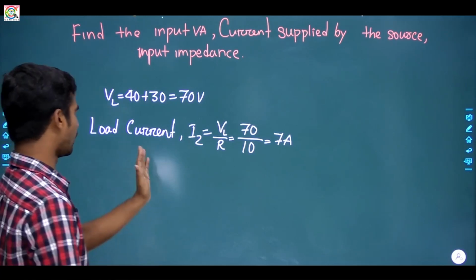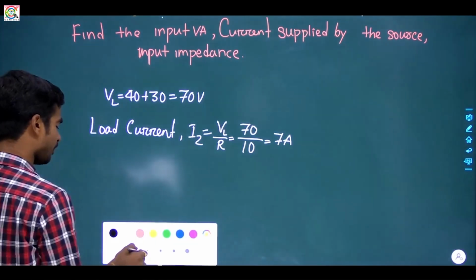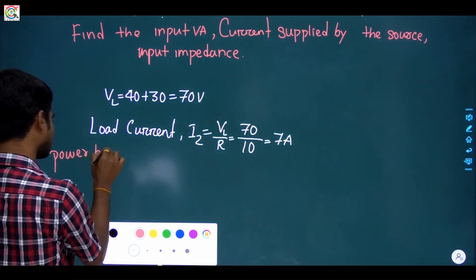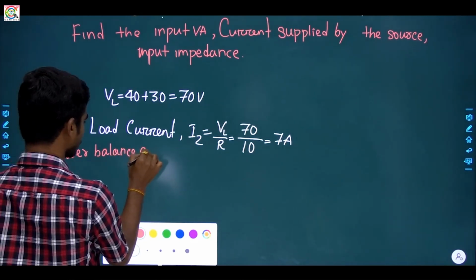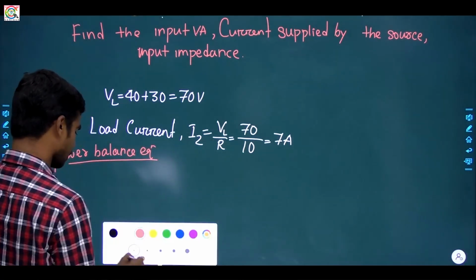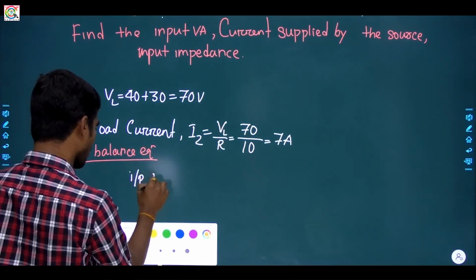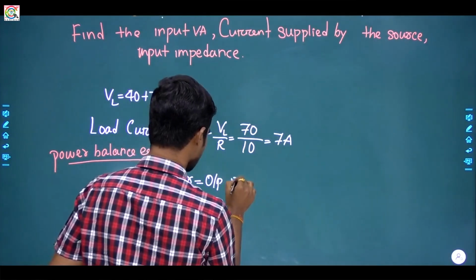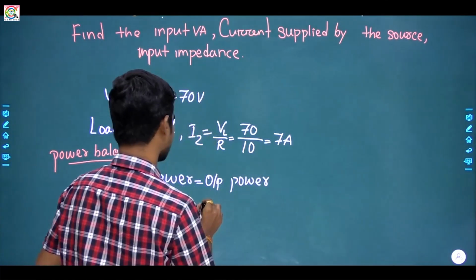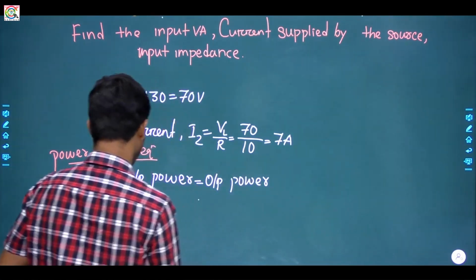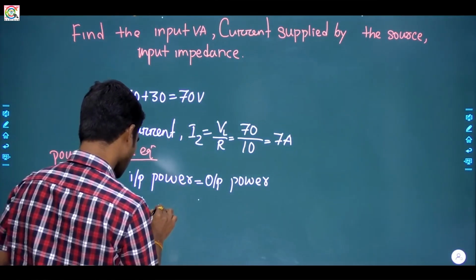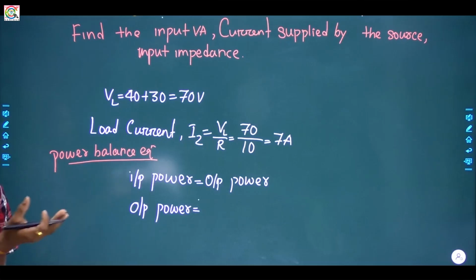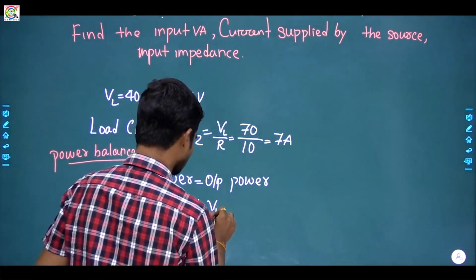Okay. Now, I am going through the power balance equation. So what is the power balance equation? Input power is equal to output power. So tell me here, what is the output power? The output power is given by, let me write here, output power. You can apply VL square by R.